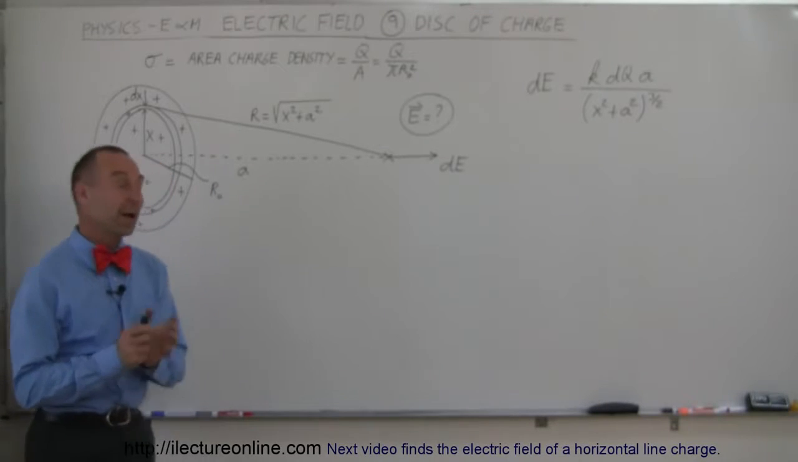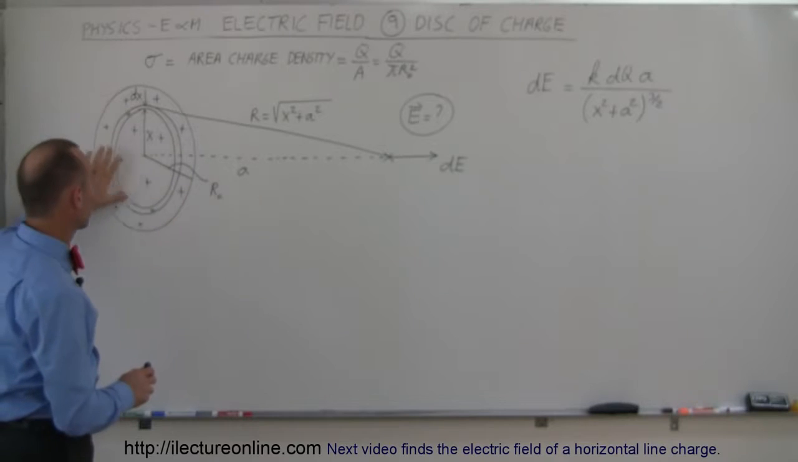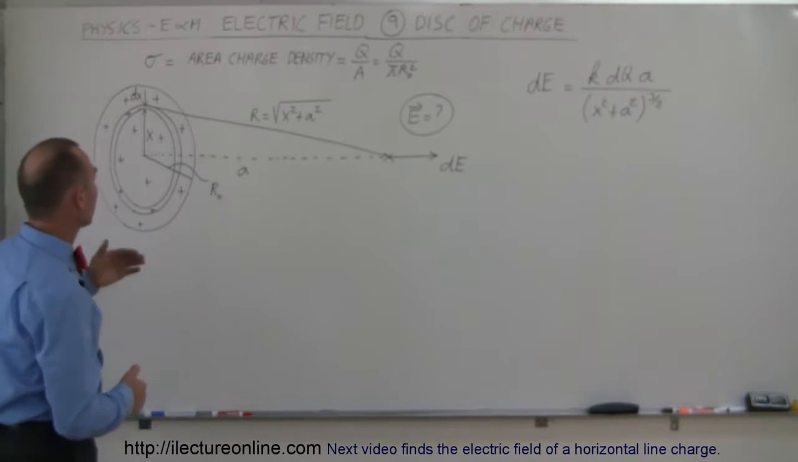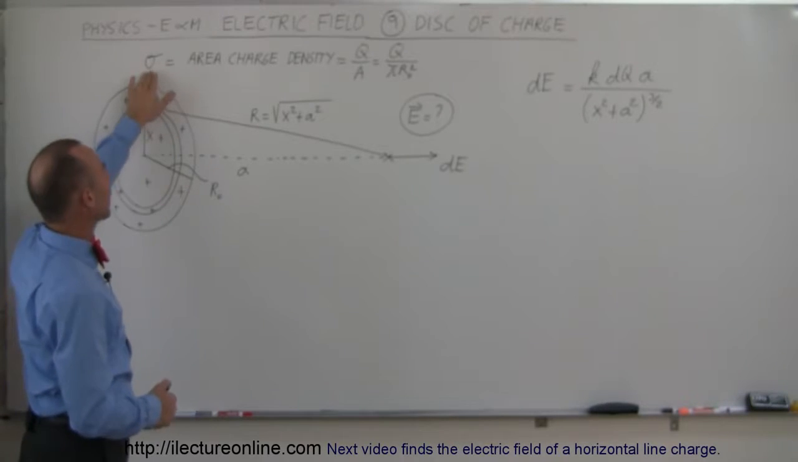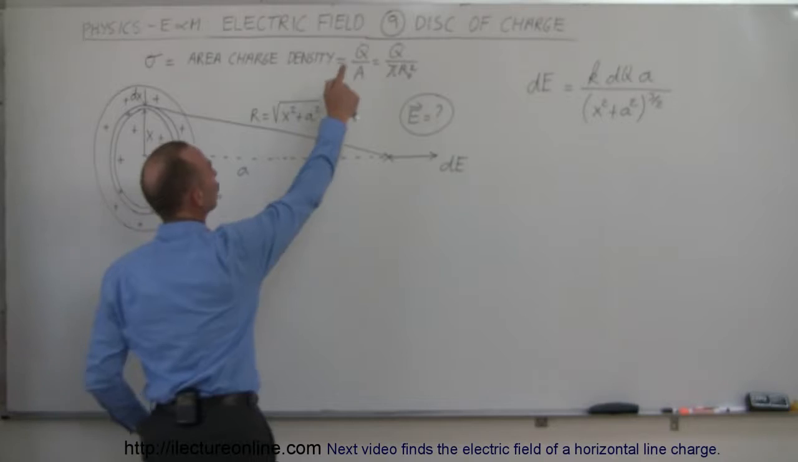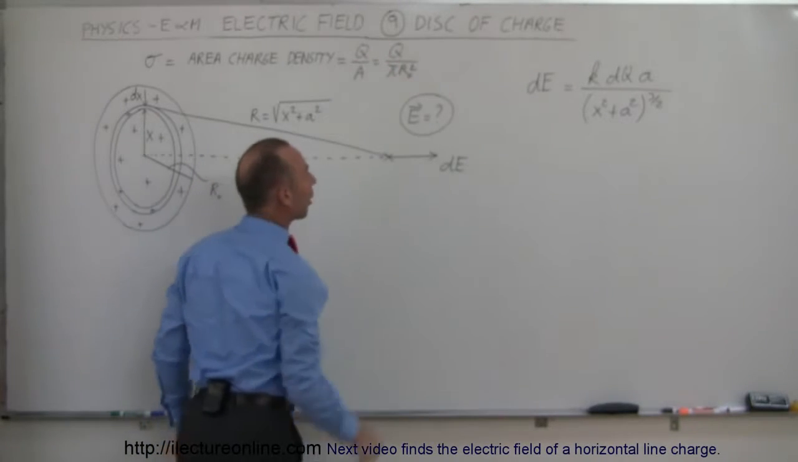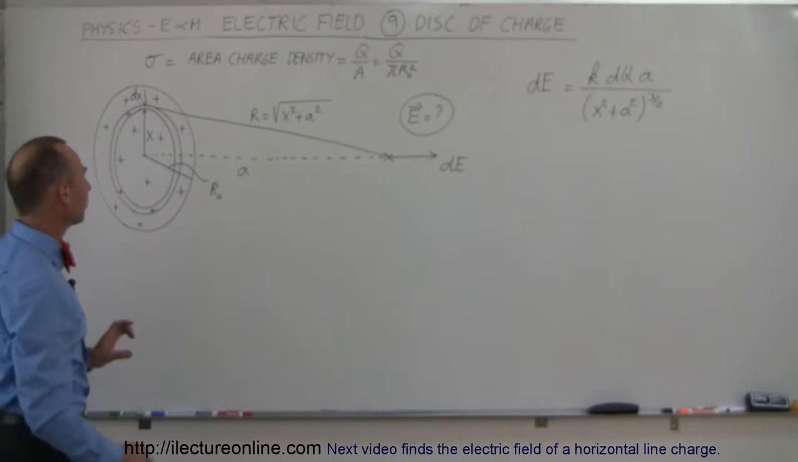Welcome to ilectureonline, and now we're going to try to find the electric field due to a solid disk with charge. So we call that a disk of charge. Notice that we put Q amount of charge on the disk, we divide it by the area, we get what we call the area charge density. So it's the charge placed on the disk divided by the area, or the charge divided by pi r squared. I used r sub naught to indicate the radius of the disk.